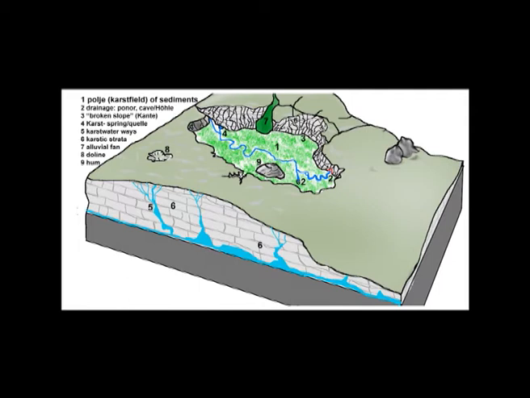They are characterized by large size, flat bottom and the shape of a closed basin with steep sides. Poljes are mainly large depressions with a flat bottom, and the shape is almost like a closed basin with steep sides. This is a typical picture of a polje. It is a basin-shaped depression of large size, and all the sides are steep.